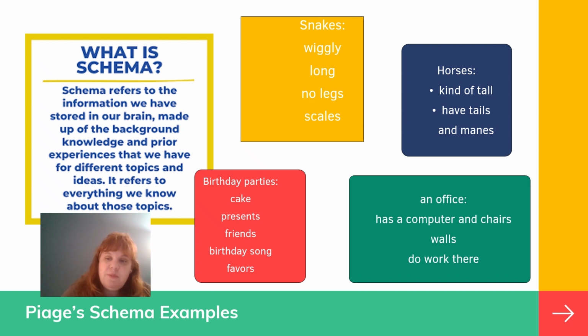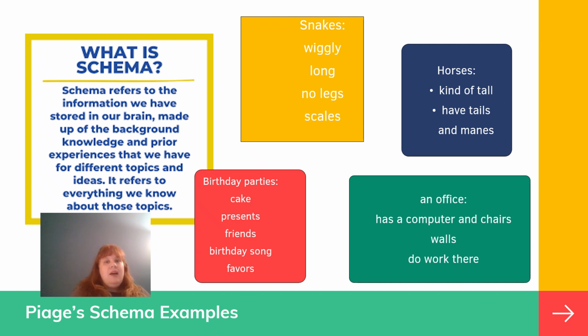One of Piaget's key principles is that children, or people, organize information into schemas. So what's a schema? A schema is sort of like categories that we create with the information that we have stored in our brain. Information is not stored in our brain just randomly. It's not just stored sequentially based on when we learn it, but we sort it into categories, right? And it's based on the background knowledge and prior experiences that we have for different topics and ideas. So we have schemas for basically everything we know, where we've organized information that goes together.